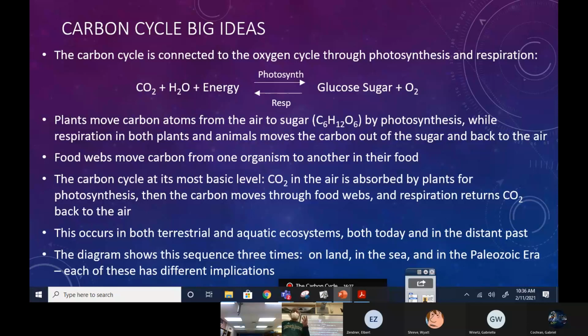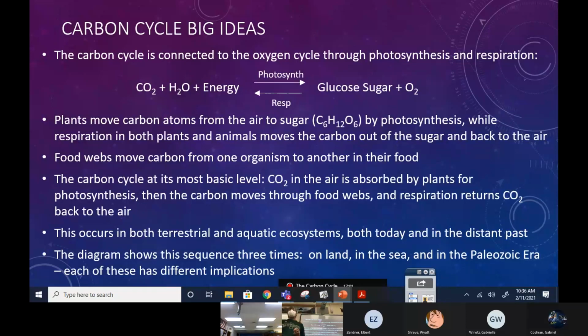It only has 3 parts: photosynthesis, eating, and respiration. Plants take in the carbon and they build food out of it. Animals eat it, and then animals release it back to the air through respiration. Now, this happens in both terrestrial and aquatic ecosystems. It occurs both on land in the terrestrial ecosystem, and it occurs underwater in the aquatic ecosystem. The carbon is moving along.